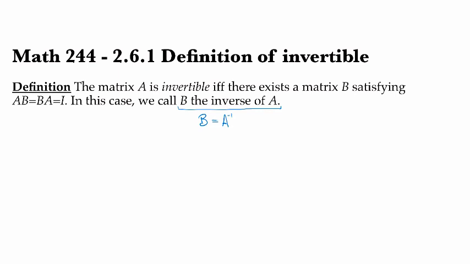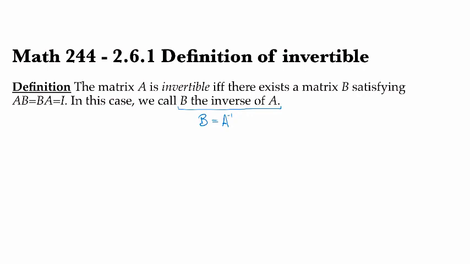So now we're going to talk about inverses. We say that a matrix A is invertible if and only if there exists a matrix B that satisfies the equation AB equals BA equals I. And that means that you can multiply A on either side by this matrix and get back to the identity. So A is invertible if you can multiply by something and get to the identity. And in this case, we call that something the inverse of A. And we write B equals A inverse, or B equals A to the negative 1 power.